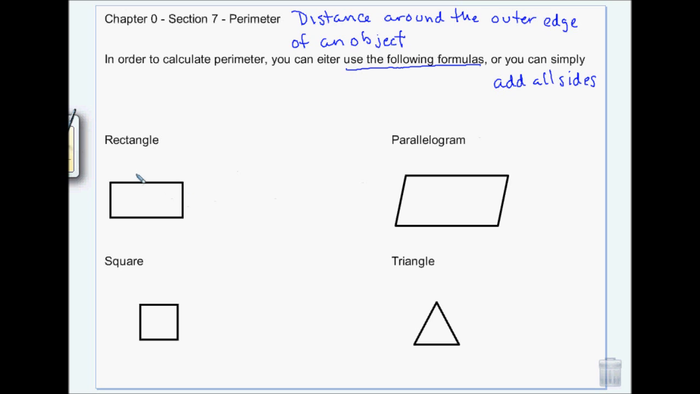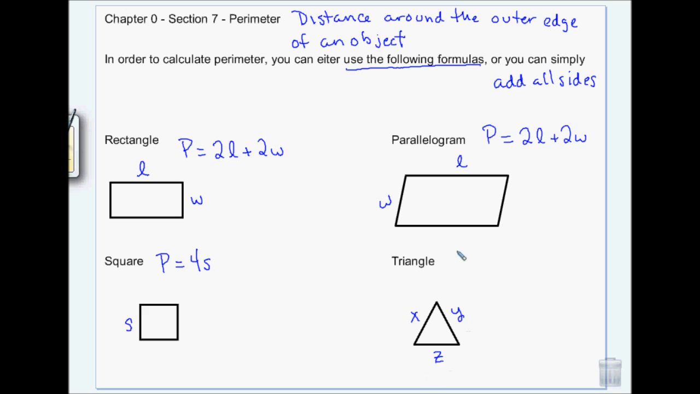The formula for a rectangle: perimeter equals 2L plus 2W, or you can just add up all the sides. Same for a parallelogram, 2L plus 2W. A square, if the sides are S, the perimeter is equal to 4S, because all the sides are the same. There's really not a set formula for a triangle. You just have to add up the sides.